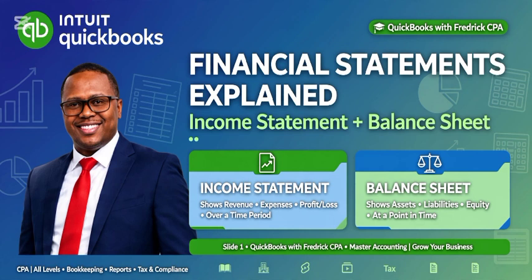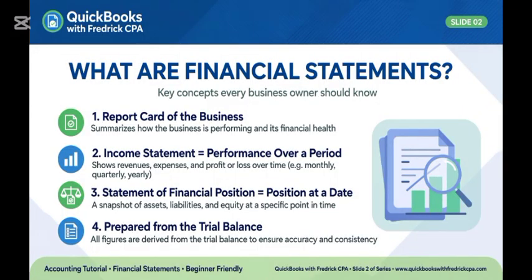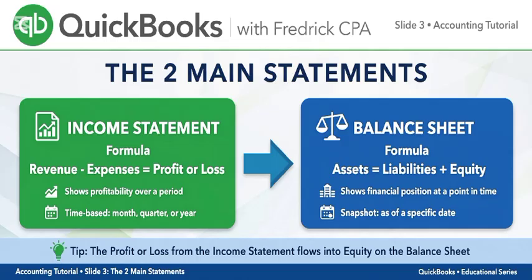Let's start. Slide 2. What are financial statements? They are records of business activities prepared at period end. Think of them as a report card. They show how the business performed. At foundation level, we have 2. 1. Income statement shows profit or loss. 2. Statement of financial position shows what you own and owe. Both are prepared from the trial balance. No trial balance, no correct financial statements.